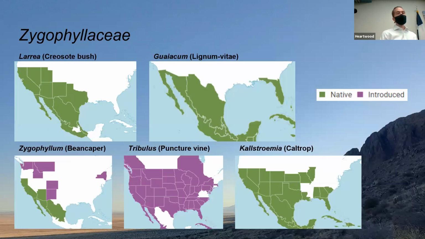So here I have some range maps for those genera. All 5 of these are present in the United States, as you can see, but only 4, the green ones in particular, are native to the United States, whereas Tribulus is an entirely introduced species. So it doesn't belong here. And as you're about to see, it's super annoying.